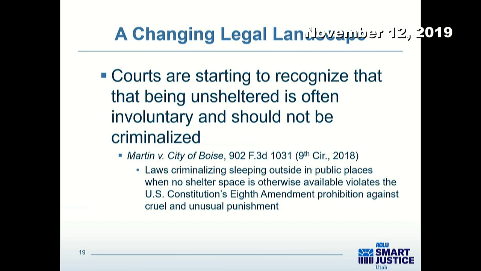Most recently out of the Ninth Circuit in Boise, Idaho, there came a ruling that essentially says that laws criminalizing people that are sleeping outside when there's no shelter space available violates your Eighth Amendment rights against cruel and unusual punishment. And the thought process, the rationale behind that, is that the choice to be outside in public space is illusory. If you have no place to go, you shouldn't be criminalized for something you have no control over.